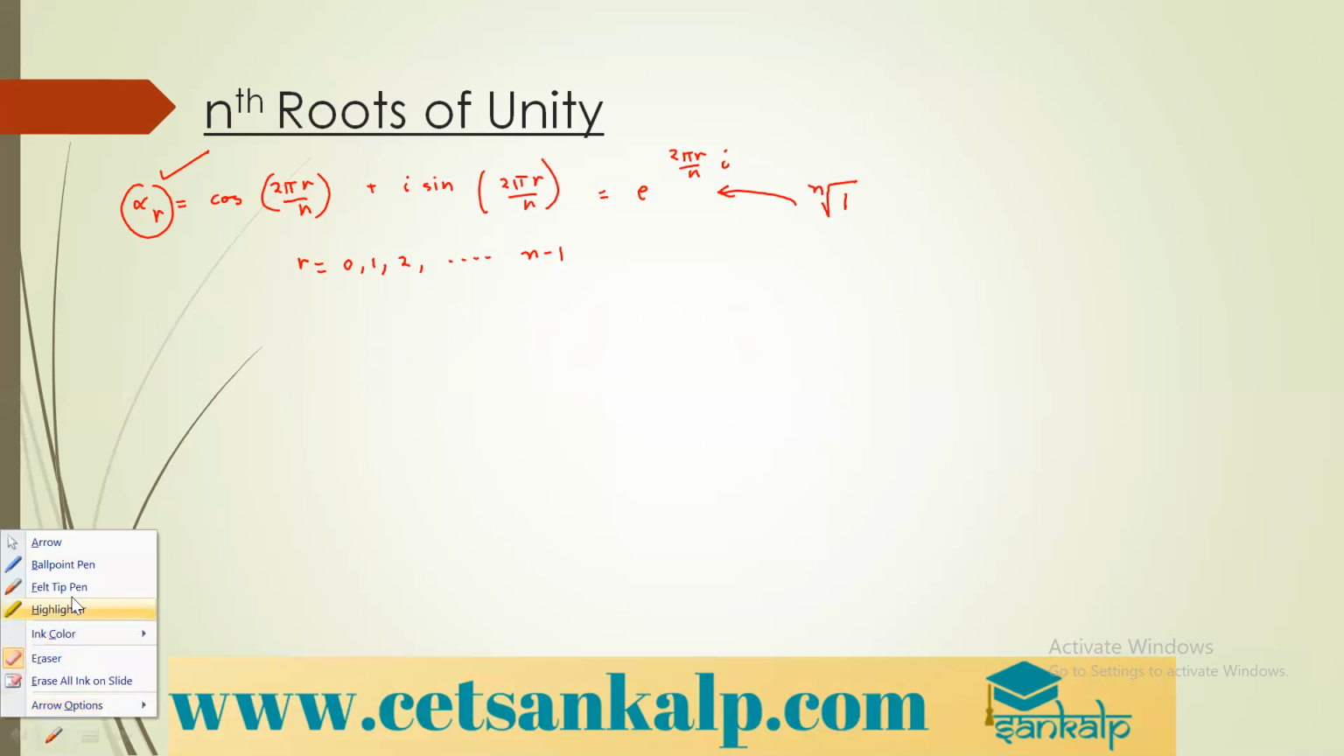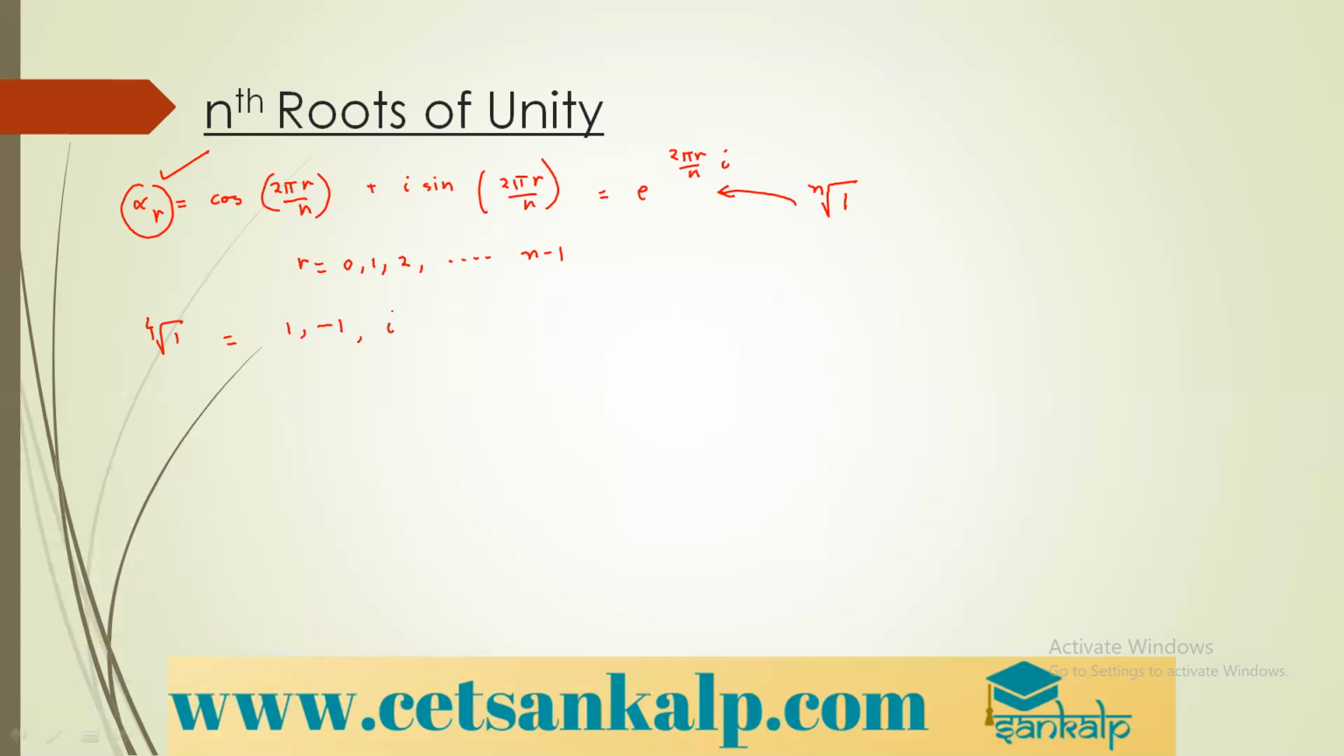So first of all, I will take fourth root of unity now. Fourth root of unity means I need 4 answers. So one answer will be 1, the other one will be minus 1, the third one will be i, and the fourth one will be minus i. Now, how did I get this? How did I get 1, minus 1 and all these? In this formula alpha r, first I will put r as 0. So what will I get? Alpha 0, that is cos 0 plus i sin 0. Cos 0 is 1, i sin 0 is 0, so the answer is 1. I got the first root.